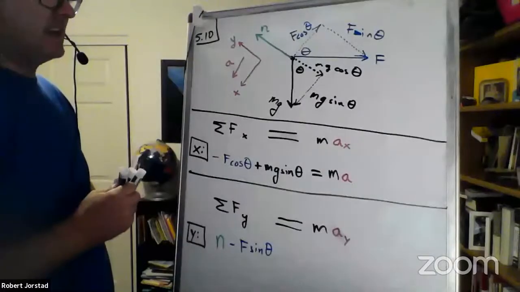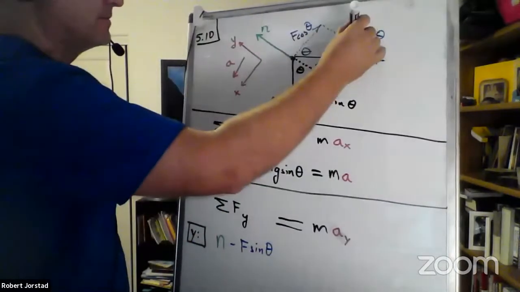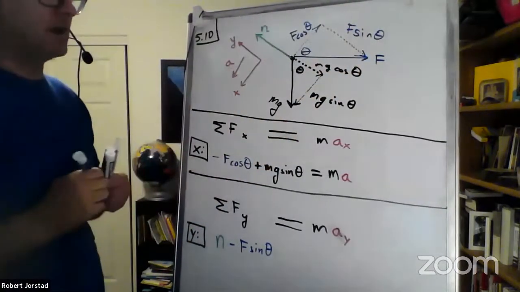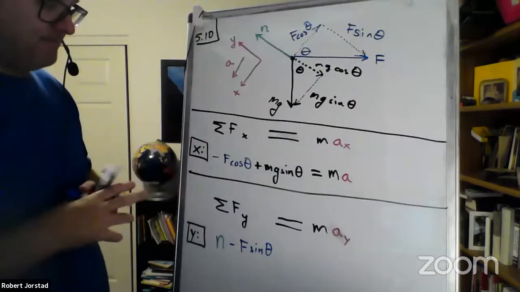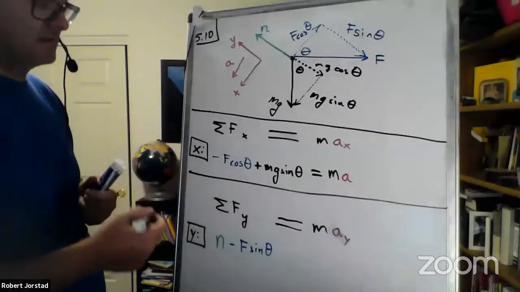All right, and then, oh, so that's supposed to be a letter S, isn't it? Right there, sorry about that. Okay, anything else or are we done? mg cosine theta. Correct, mg cos. Positive or negative according to this? Negative. Yeah.